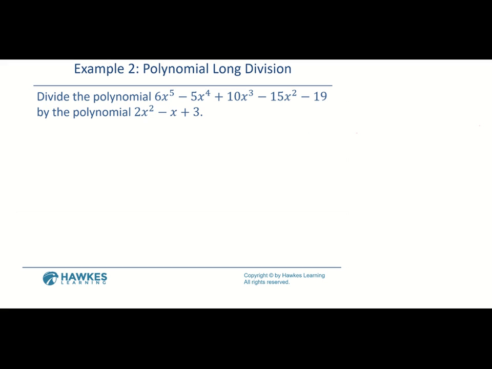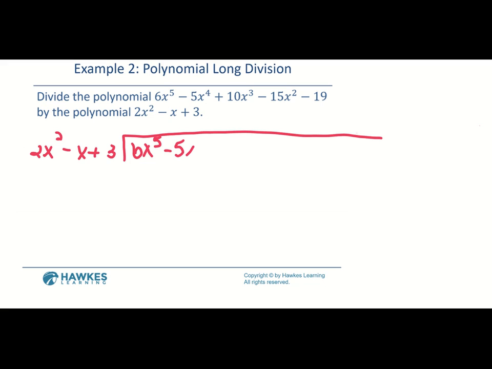Okay, so let's rewrite this. We have 2x squared minus x plus 3 divided into 6x to the 5th power minus 5x to the 4th power plus 10x cubed minus 15x squared plus or minus, doesn't really matter, 0x, because anything times 0 is 0, so you're just adding in that placeholder, minus 19.